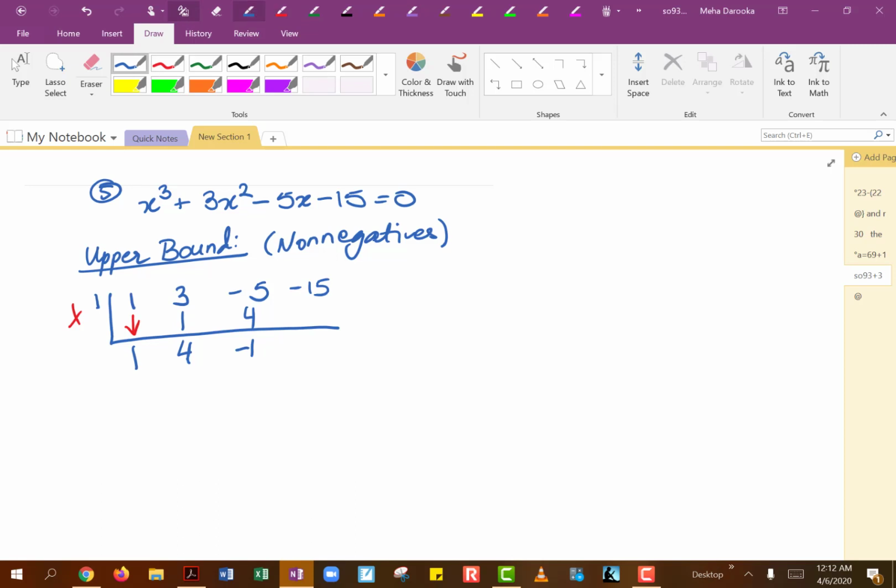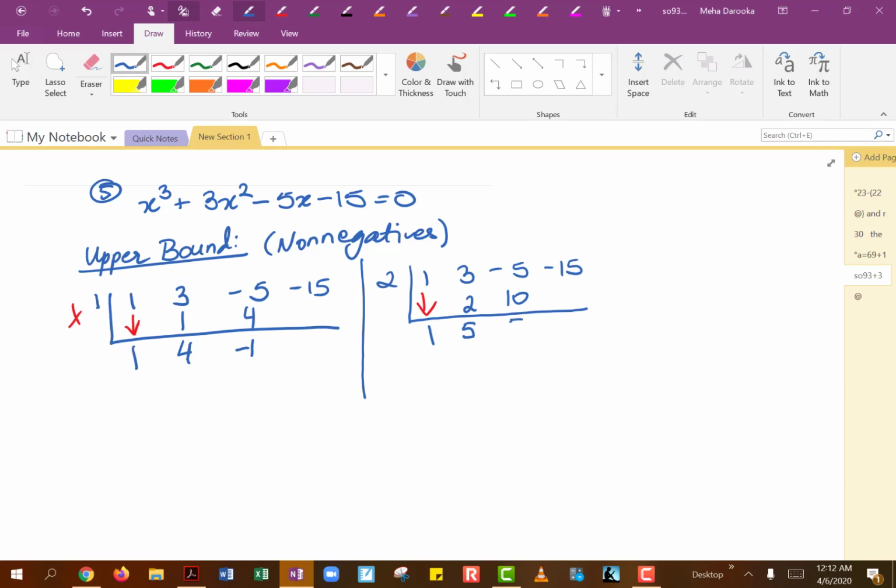So now let's try the same calculation again with a +2. Again, I'm using my polynomial here: 1, 3, -5, -15. Again, that first number comes down as it is. 2 times 1 is 2. I am adding 3 plus 2, which is 5. 5 times 2 is 10.